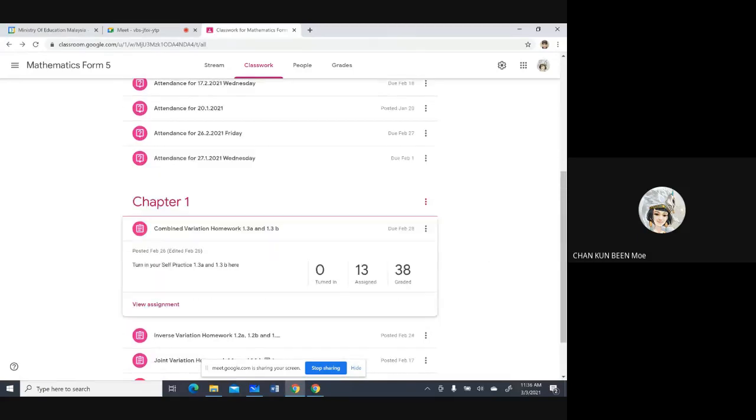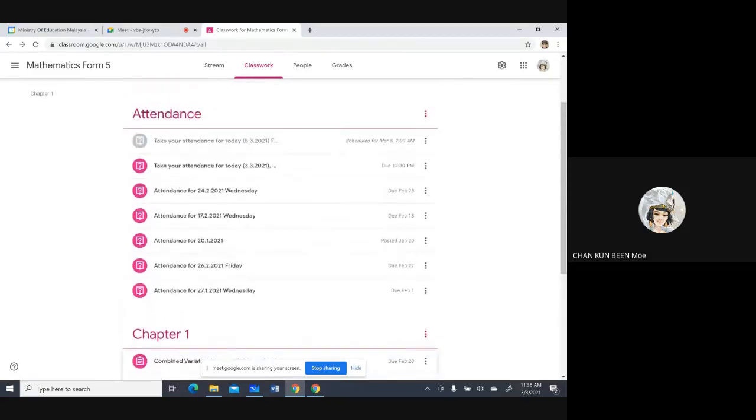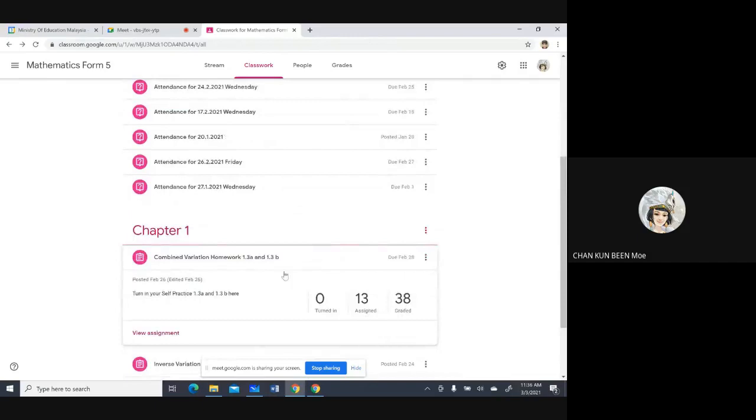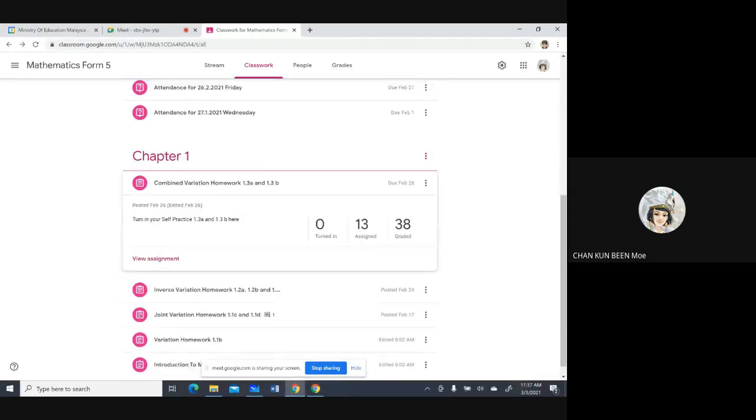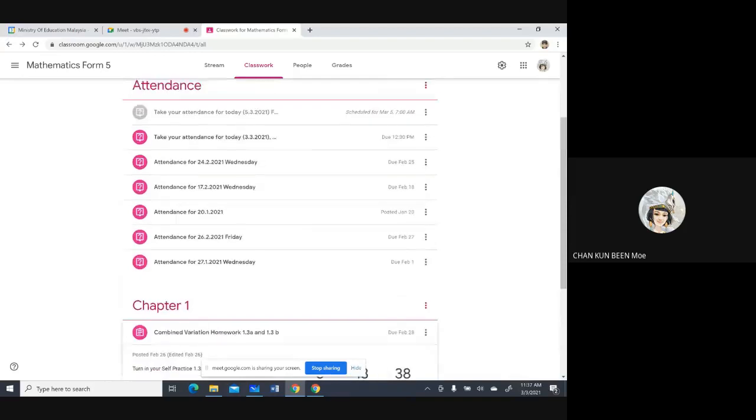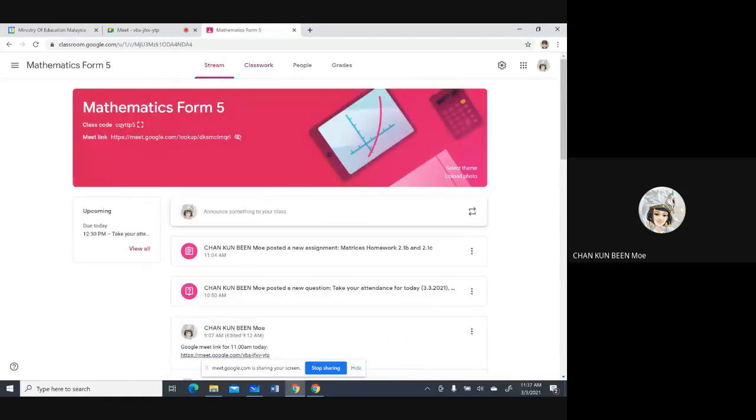So for today, I've already put up what you need to do. You have to hand in your previous exercise, remember, on the matrices. Let me see whether I put it in or not. Yeah, matrices homework, this one. I've already discussed with you in the early session just now, right? I want you to capture the picture and then post it in this part. After that, take your attendance for today.